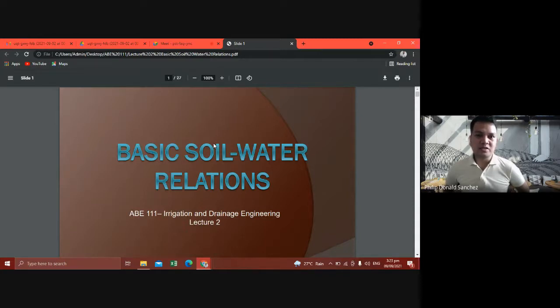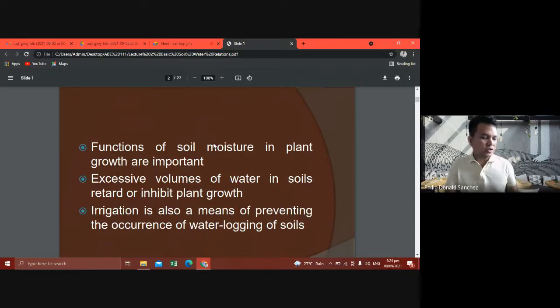When we say application, it's the irrigation, the drainage, the groundwater resource, the construction of canals, dams, and any hydro and aero infrastructures. But we will really focus on the hydro, water only. So that's the aim of irrigation and drainage engineering. All right. So the functions of soil moisture in plant growth are important.